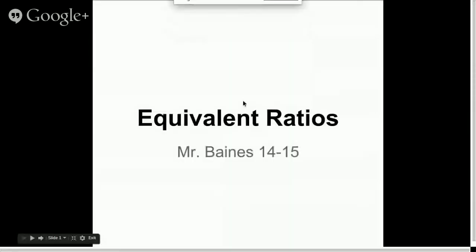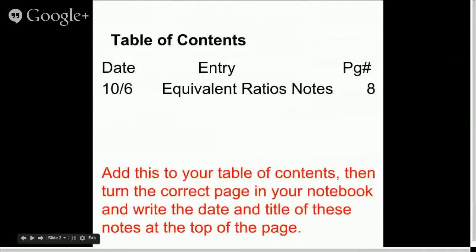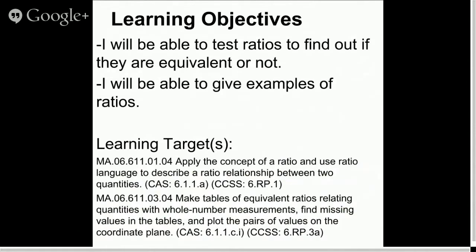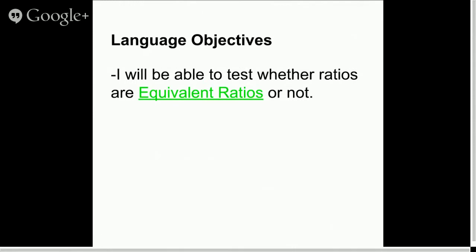All right. First thing you need to do, add it to your table of contents. Do that right now. Go ahead and pause it. So these are our learning objectives. We're going to test ratios to find out whether they are equivalent or not. These are the learning targets we'll be meeting from this video.